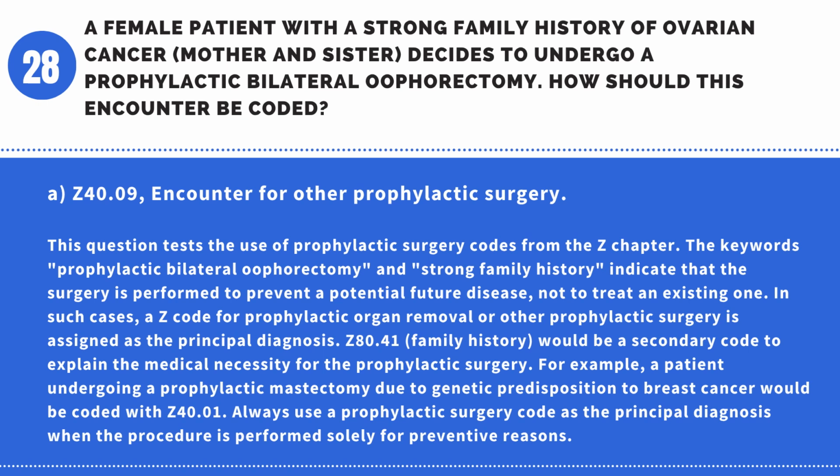Z80.41 family history would be a secondary code to explain the medical necessity for the prophylactic surgery. For example, a patient undergoing a prophylactic mastectomy due to genetic predisposition to breast cancer would be coded with Z40.01. Always use a prophylactic surgery code as the principal diagnosis when the procedure is performed solely for preventive reasons.